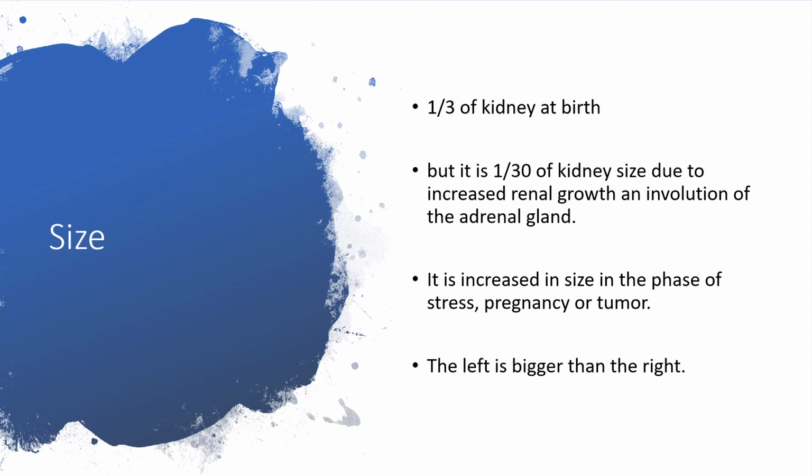The size of the adrenal gland. At birth, adrenal gland will be 1/3 of the size of the kidney. It's going to be big. However, later on, it will become just 1/30 of the size of the kidney. And why that? When the kidney will continue to grow, the adrenal gland will undergo involution. So the kidney will keep on growing, the adrenal gland is not growing.